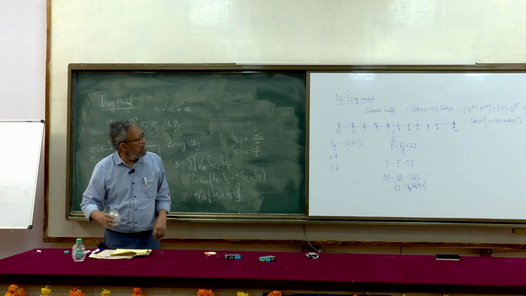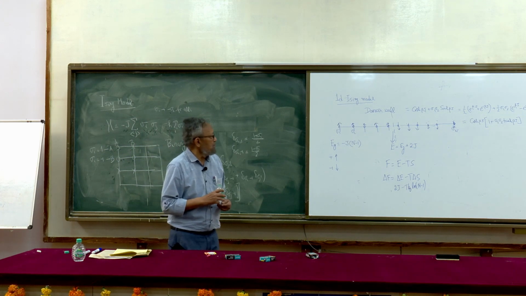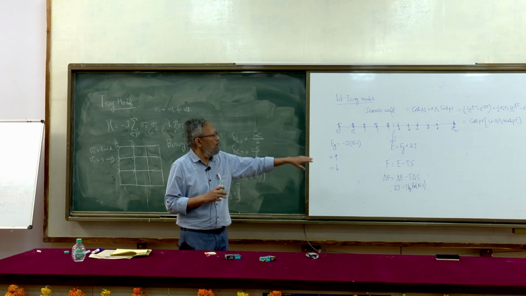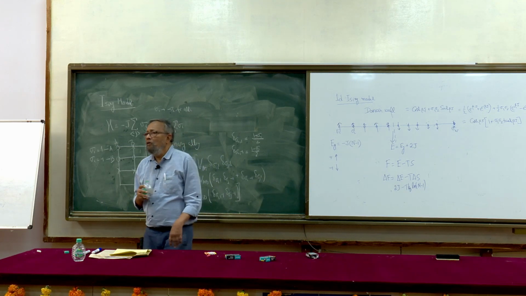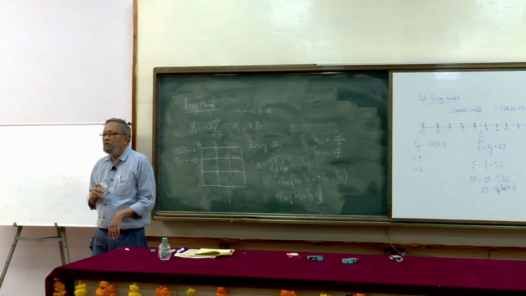So before I go on to something else, what do you think about 2 dimensions? I mean, if you want to do an argument like that, then what would be different in 2 dimensions, which will make it possible now to have order?